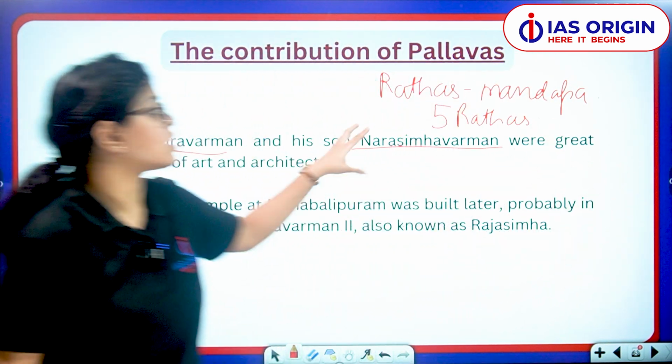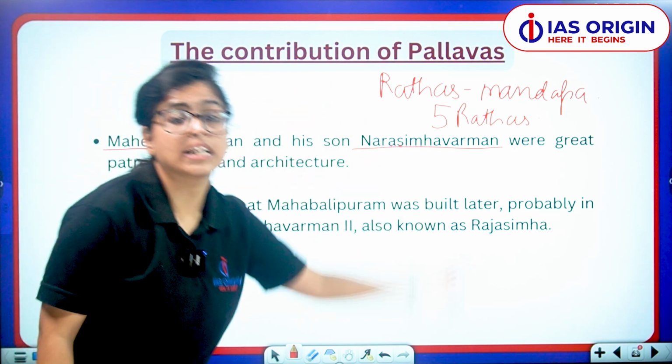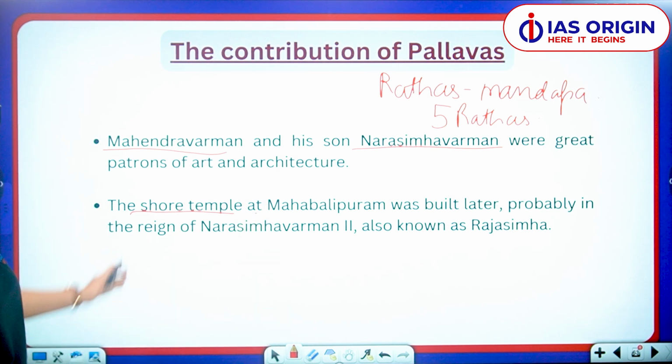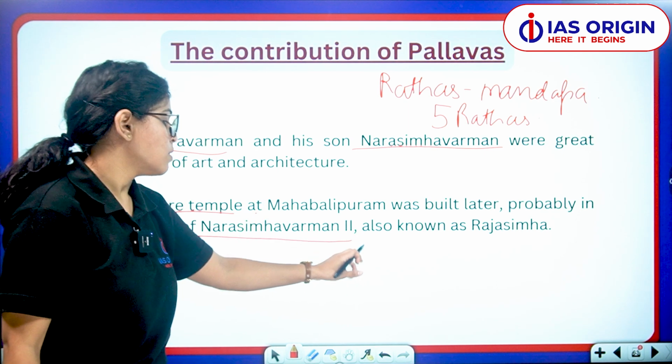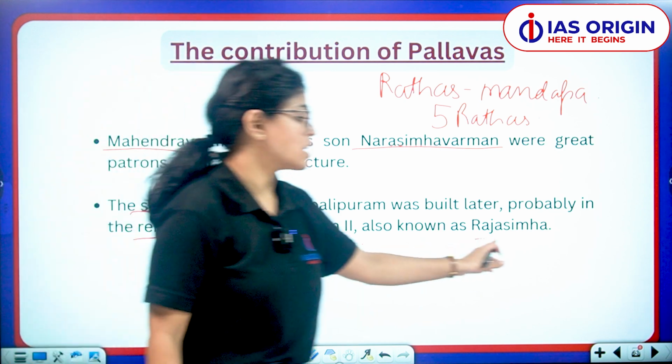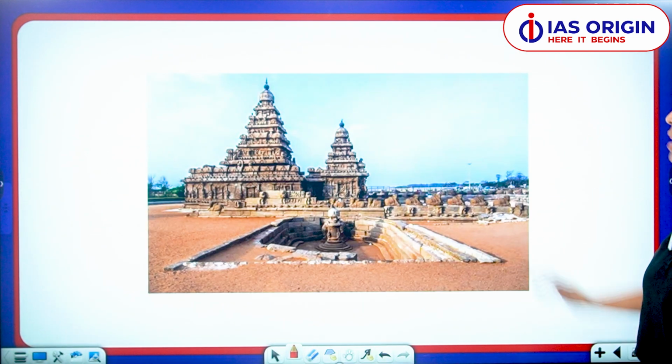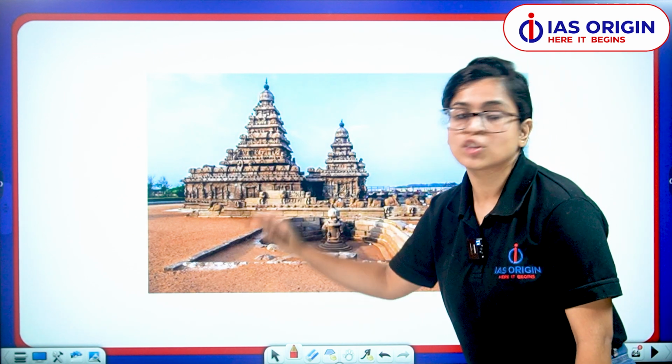And with time, these Rathas and Mandapas developed and the great temples were built, like the shore temple at Mahabalipuram, probably in the reign of Narasimhan II, also known as Rajasimha. So shore temple is one of the classic examples of the Pallava architecture. Here you can see this is a picture of a shore temple.